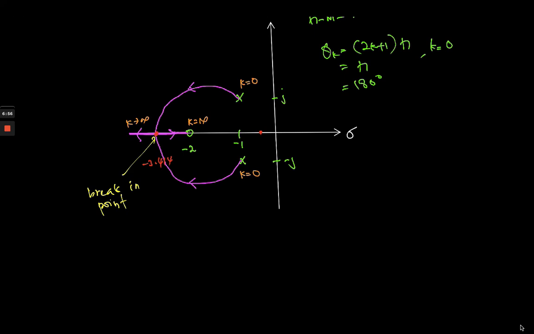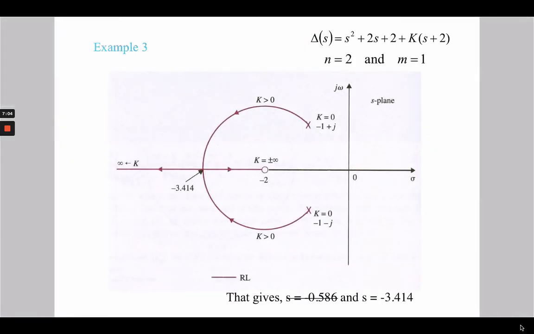So we have successfully completed example 3. We have this kind of drawing, and you can compare it to the drawing in the lecture slides. It is a pretty simple root locus because we only have 2 poles and 1 zero.